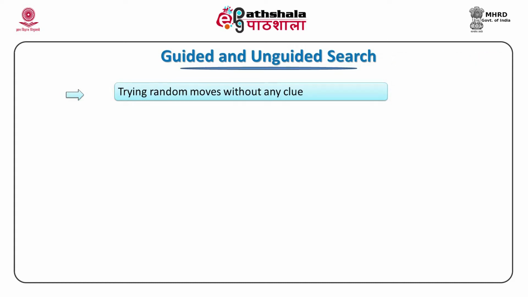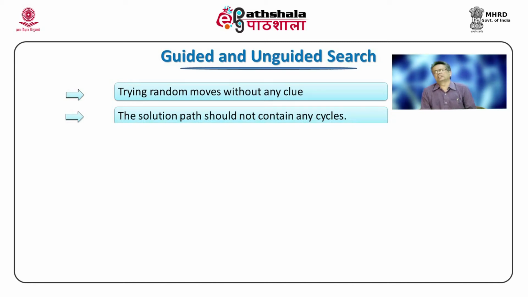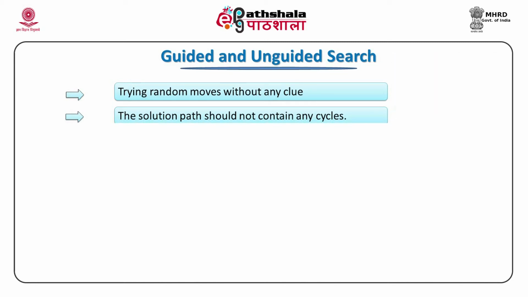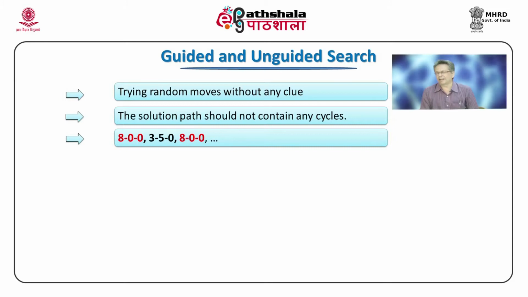So let us first try to talk about one of the simplest requirements. The first requirement is that the solution path should not contain any cycles. Look at the three examples given on the slide: 800, 350, 800. What does that mean? You pour milk from the 8-gallon jug to the 5-gallon jug and pour it back. Now this is a cycle.